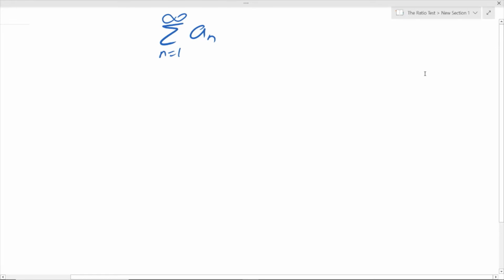With this ratio test, we are looking at the limit as n goes to infinity of the absolute value of a_(n+1) over a_n. Basically, if we have n, we just add 1 to it, and this will give us a limit. And the limit tells us whether this original series converges or diverges.